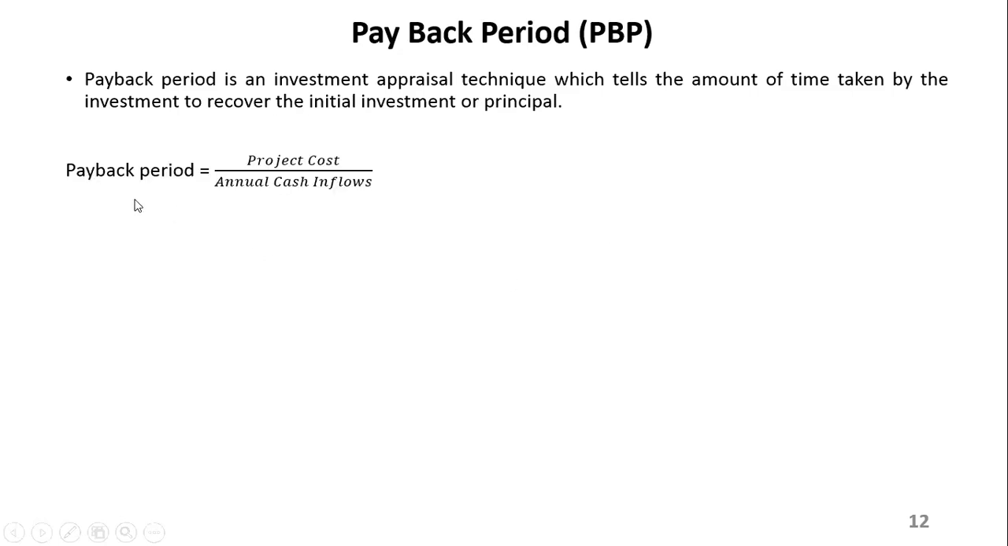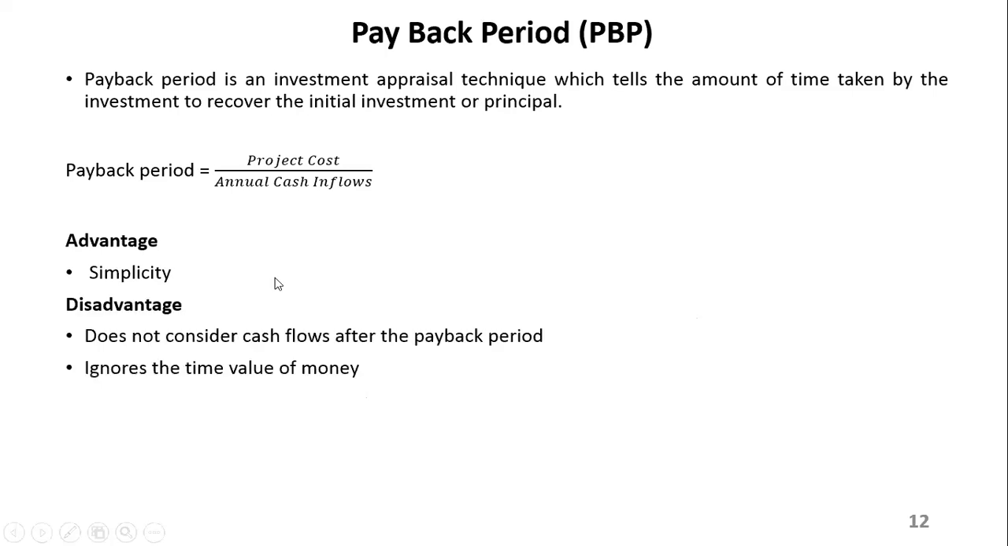You usually calculate it by dividing the project cost, or the initial investment, by the annual cash flows. Once you divide that, you get your answer in terms of years. Just a simple calculation. The advantage of this method is that it's simple. Let's say you are a manager, and someone asks you in a meeting, what will be the payback period? You can simply estimate it. It's that simple. But the disadvantage is that it does not consider the time after the payback period.